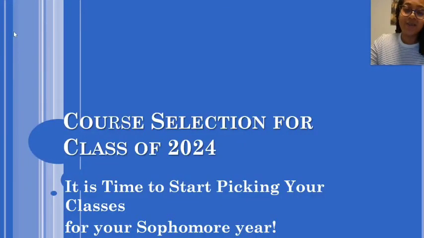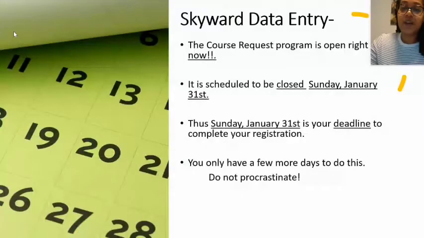We made it. We're getting towards the end of registration for sophomore year. And today we're going to talk about course selections for the class of 2024. For freshmen, you're going to be entering your classes for your sophomore year using Skyward. We really want to make sure you understand that you have until Sunday, January 31st to complete your registration. Please do not procrastinate. Make sure that you're starting now.